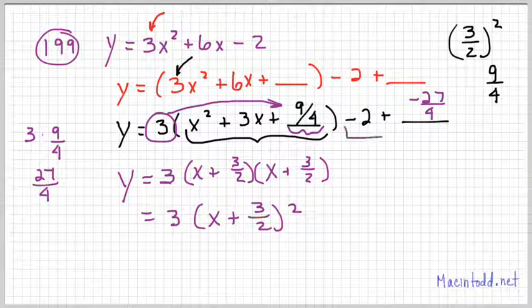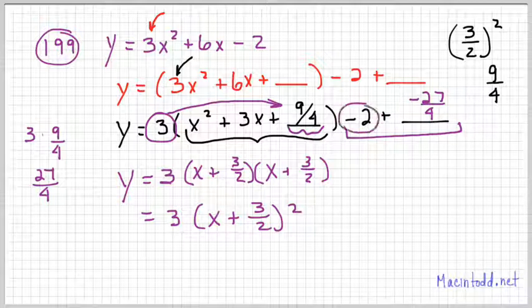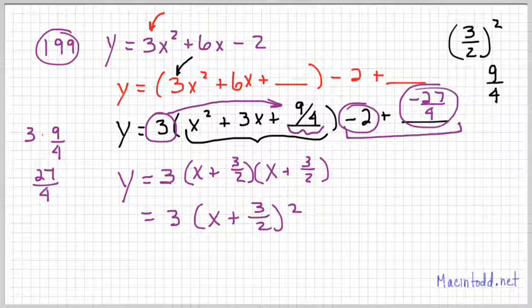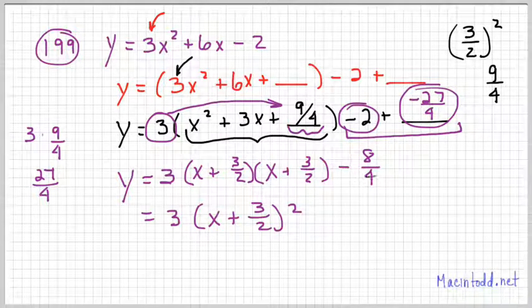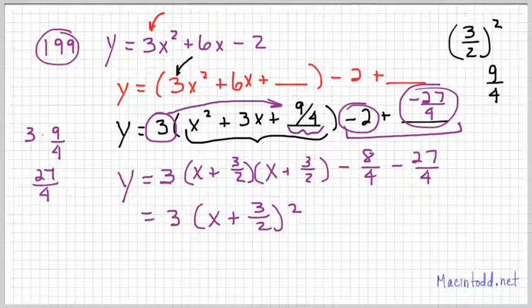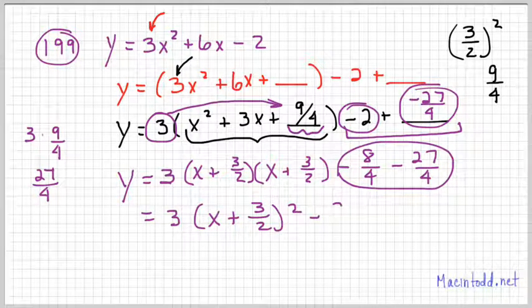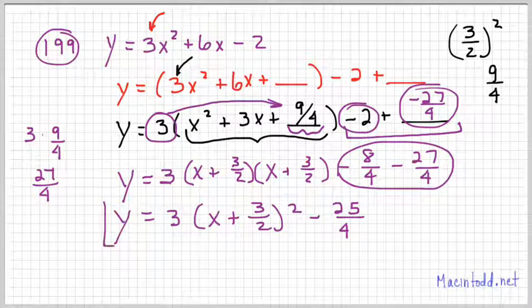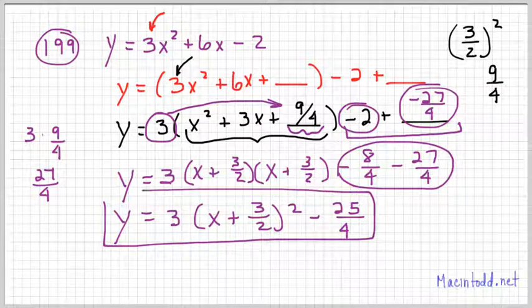I still have to do a little math out here. I want to add a -2 and a -27/4. To do that, I'm going to get a common denominator of 4. -8 over 4 is still equal to -2. And now I can add these with the common denominator. I get -35/4. So there is my equation in vertex form.